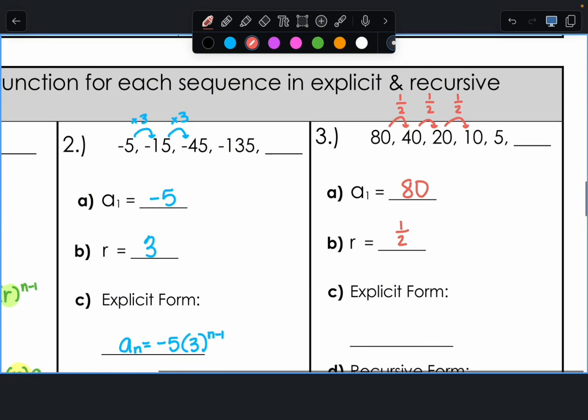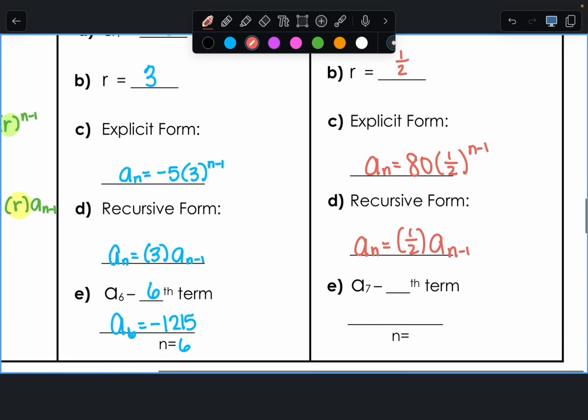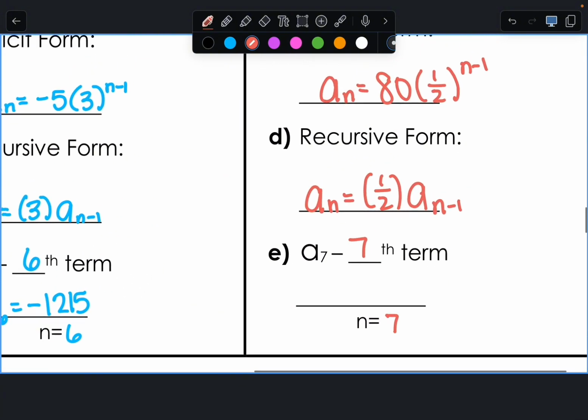Writing this in explicit form, a sub n equals what? 80 times 1/2 to the power of n minus 1. Recursive form, a sub n equals 1/2 times A sub n minus 1. Part E is asking us to find the 7th term. To find the 7th term, plug in a 7 in your exponent. Don't forget the minus 1.